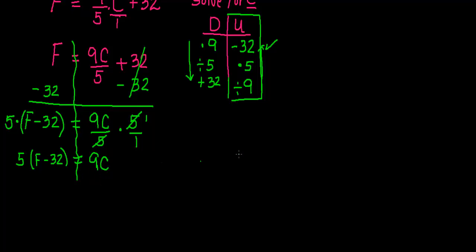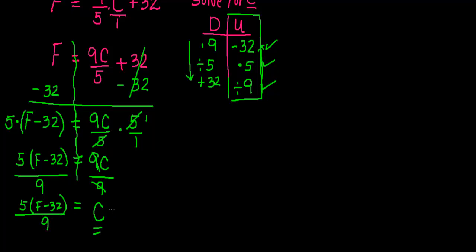And the last step it says here to do, we did this step, divide by 9. So let's divide by 9 and let's divide all of this by 9. And look at what happens. The 9 cancels out, that makes 1. So on this side I have c, and on this side I have 5 times f minus 32, everything divided by 9. And we're done. We have isolated c, which is what we wanted.